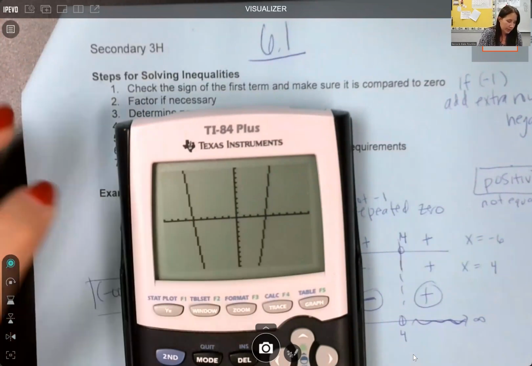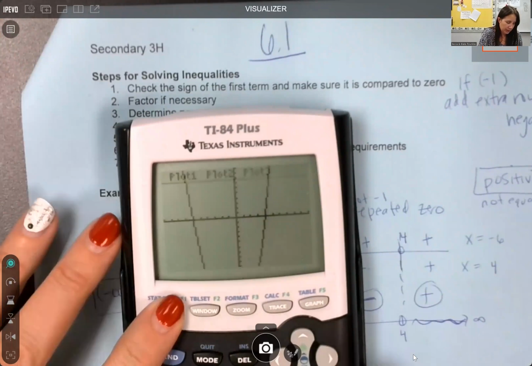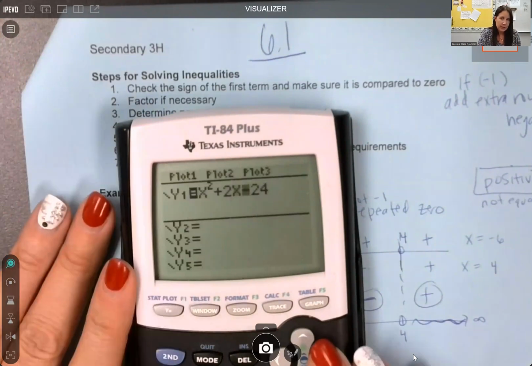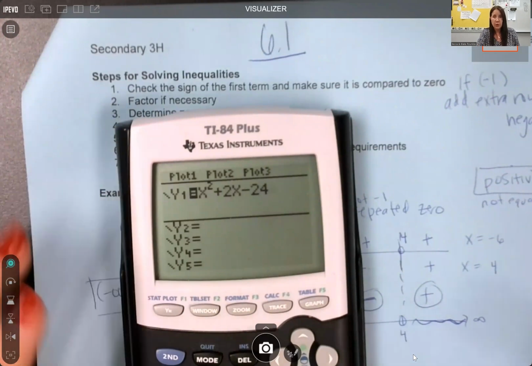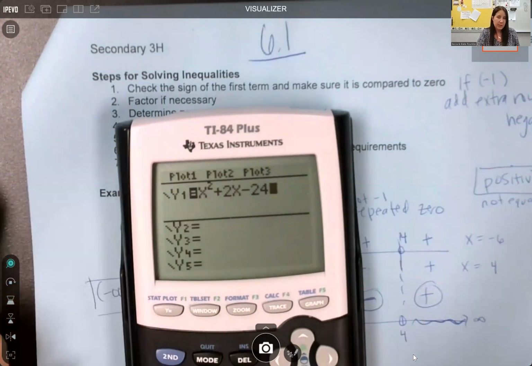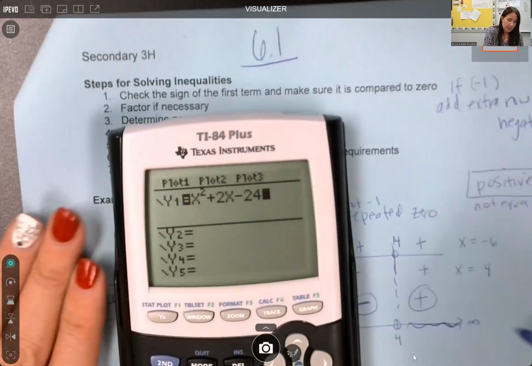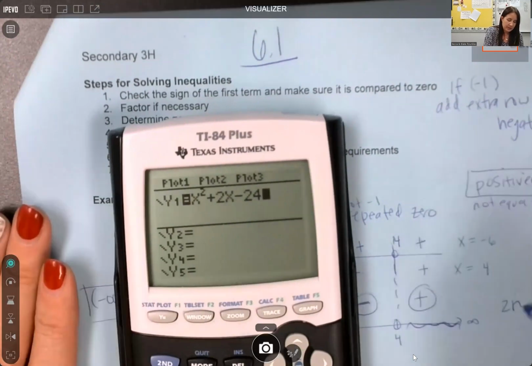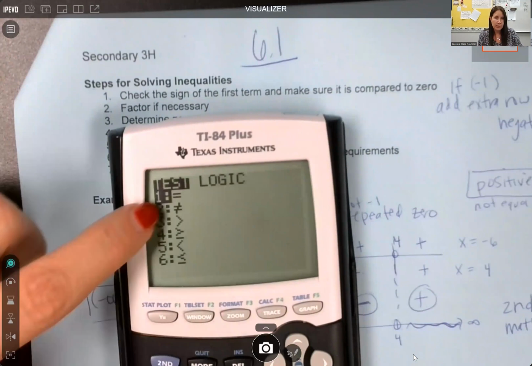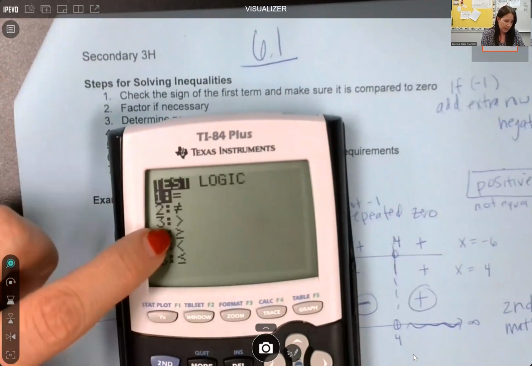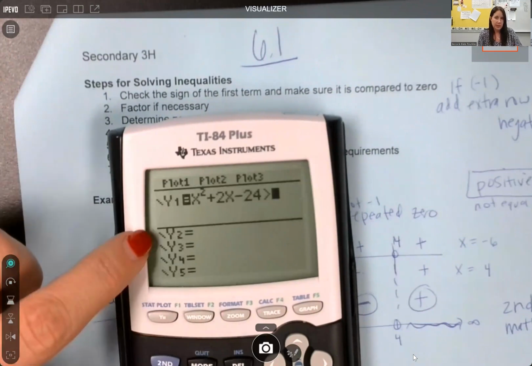I'm going to show you one other thing you can look at, but I'm going to caution you a little bit on doing this. When you do it this way, it will not tell you if it's a closed or open circle, and if there's a space where you have to stop, it won't stop. It's a continuous line. So if I push second math at the end of my problem, it'll let me put in the inequality. This one is greater than 0. So I put greater than 0 and I graph.